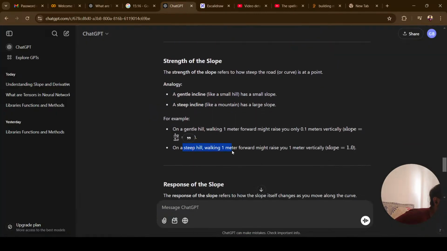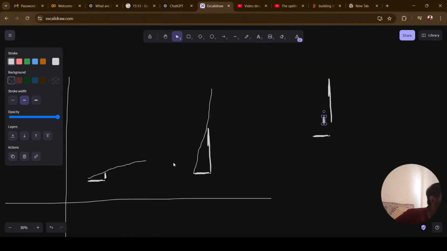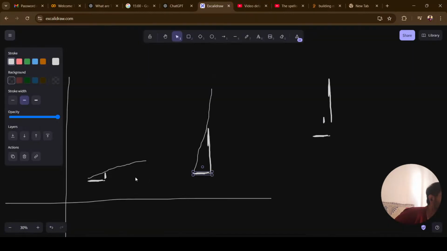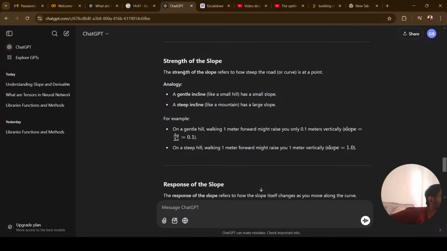But on a steep hill, this is comparatively a steeper hill. It is not closer to the ground. It is quite steeper than this one. So on that steeper hill, if you travel 1 meter forward only, same as this 1 meter, then the increase in height is obviously more than this. So that is why it is telling us that this is the strength of the slope.